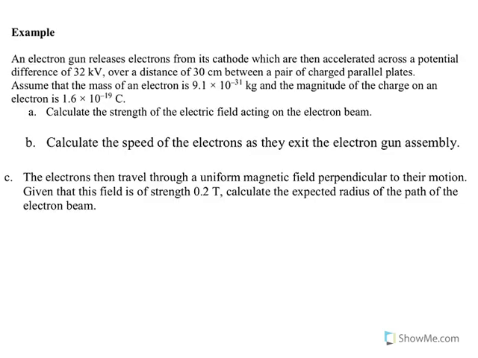Alright, so examples. Alright, so here's an example. Electron gun releases electrons from its cathode. Potential difference goes across this, that. 32 kilovolts, so it's 32,000 volts. The distance is 0.3 of a metre. Don't forget that. Parallel plates, mass of the electron is given, that's a standard value, so is its charge.